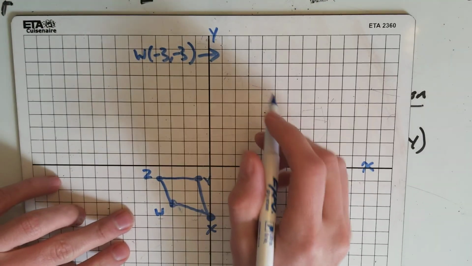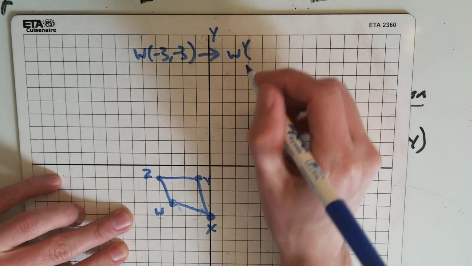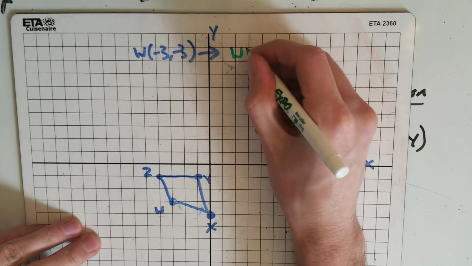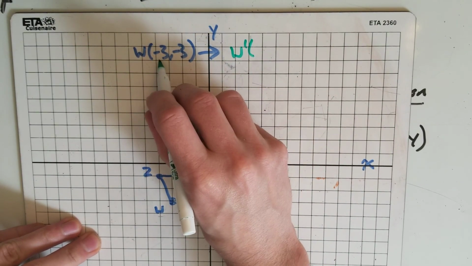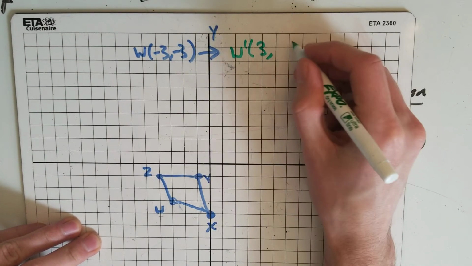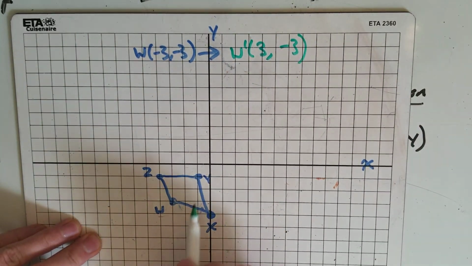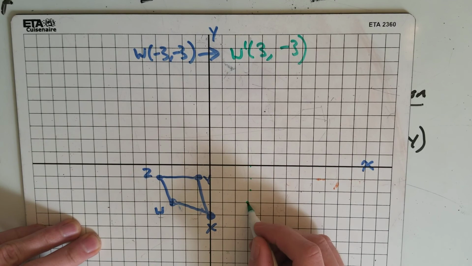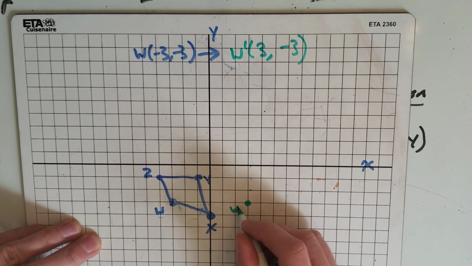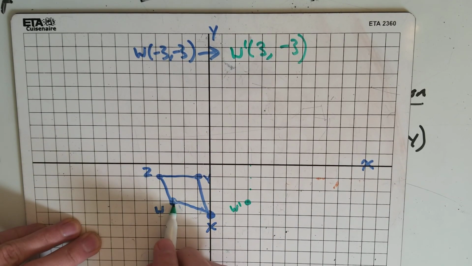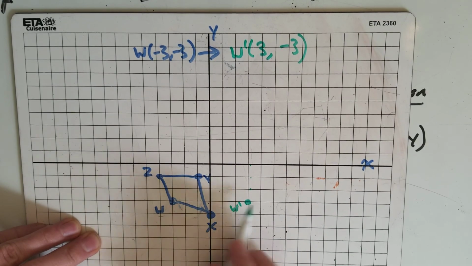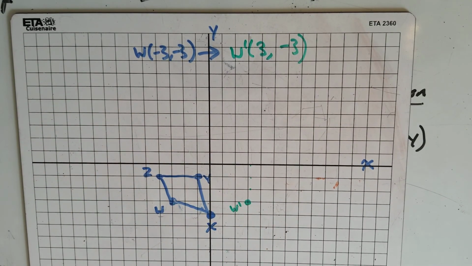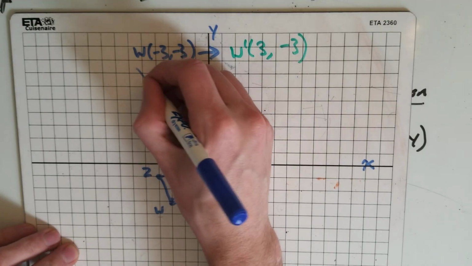So that means W prime would be, actually I'll color code, x becomes the opposite, so the opposite of -3 is +3, y stays the same. So that means W prime would be 1, 2, 3, down 1, 2, 3, there's W prime. And notice, in comparison to W, it's reflected over the y-axis. Our next one, let's say X.